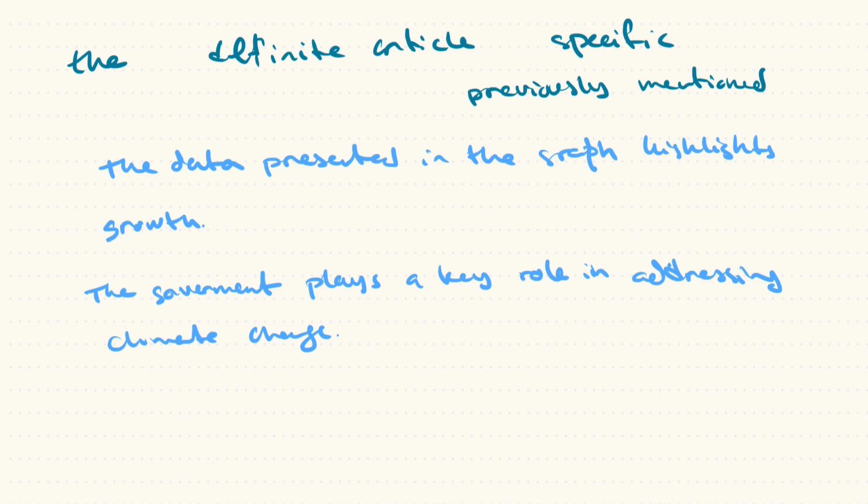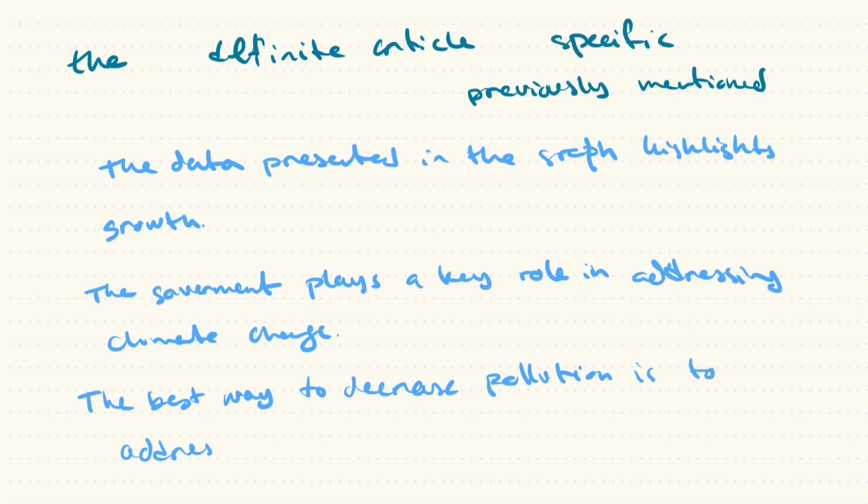Also, there are cases when you're using superlatives. So, for example, the best way to decrease pollution is to address public transportation. Because it's unique, the best way, or the most effective, or the richest country, or the poorest country, they are one. It's a company of one essentially. So because they're one, you use the for those as well.